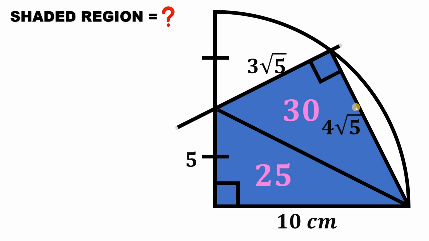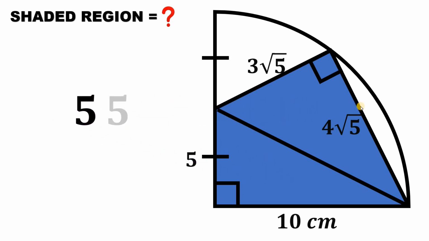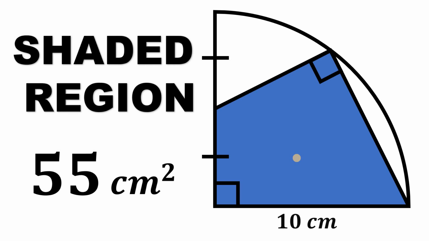Therefore, the area of the blue shaded region must be equal to 25 plus 30, which is equivalent to 55 square centimeters. Therefore, the area of the shaded region in this figure is equal to 55 square centimeters. And as always, we are done.